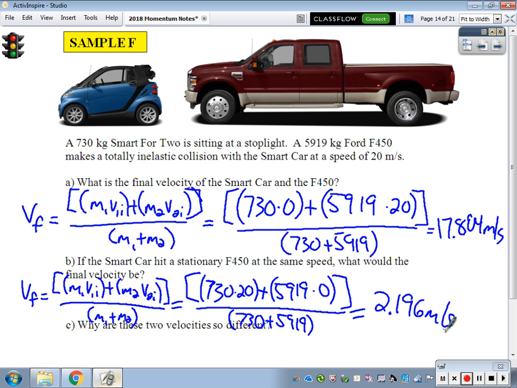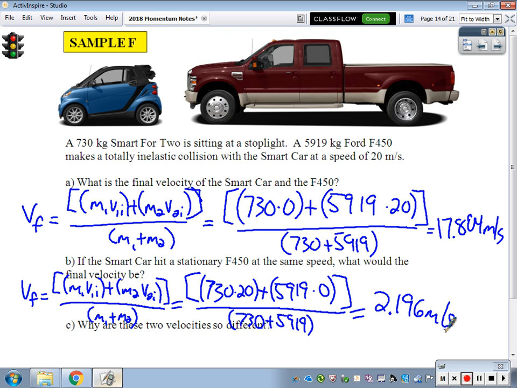Now, let's answer part C before I have another talking point for us. Why are those two velocities, the velocity for A and the velocity for B, so different? They're the same vehicles. Why are they so different? Well, obviously mass. Think about the momentum that each of them carries into the collision.